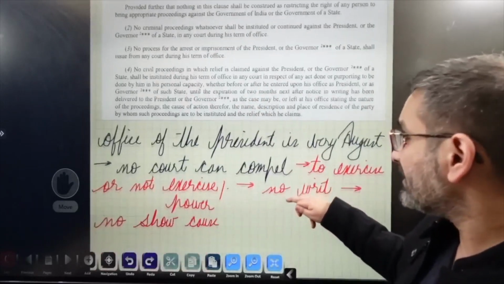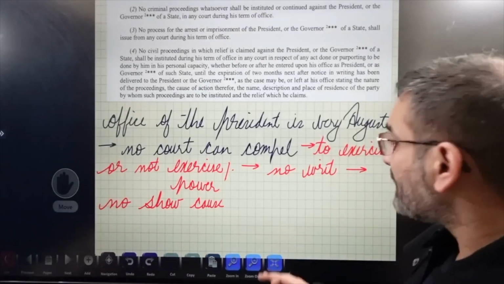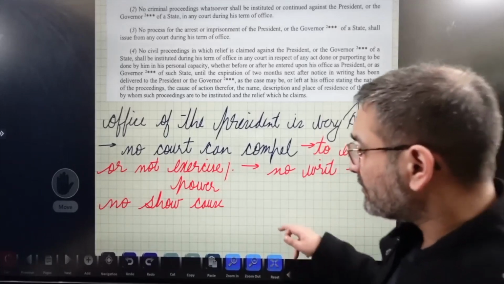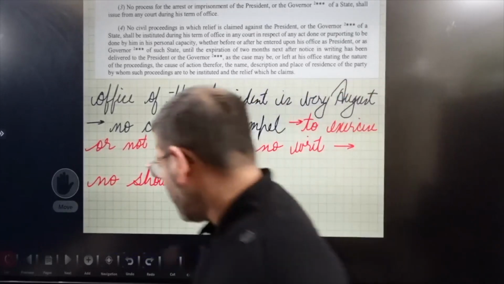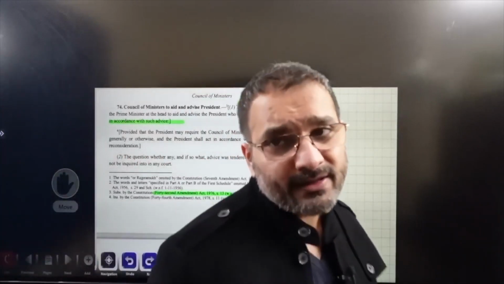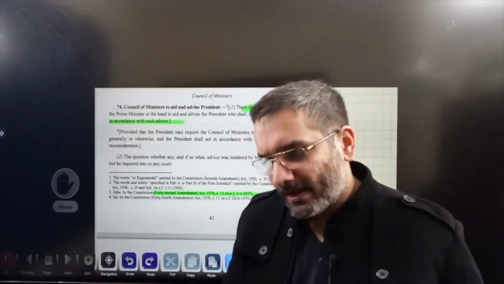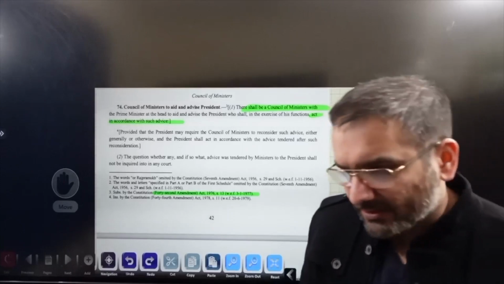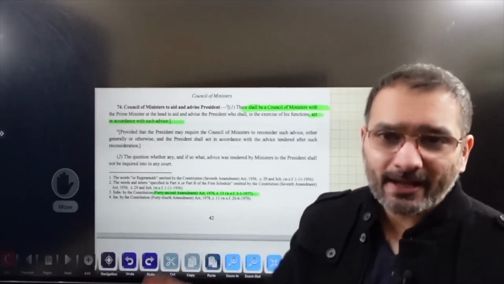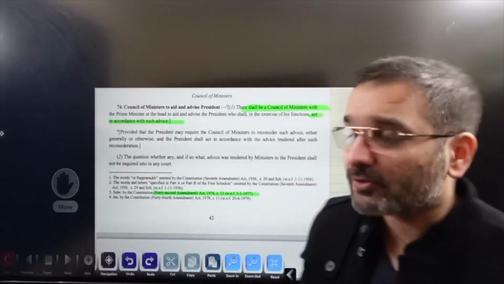So the office of the president is very august. No court can compel him to do anything, to exercise his power or to not exercise his power. No writs can be issued against him. No show cause notices, etc., can be given against him. The only way that he goes is either his tenure ends or he's impeached. Impeachment is very, very rare because he's practically always acting on the advice of the Council of Ministers, and the Council of Ministers is responsible to the Lok Sabha, and in all practicality, in real life, they control the parliament as well.